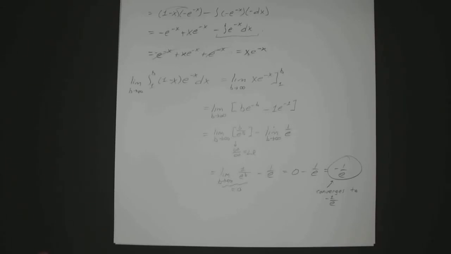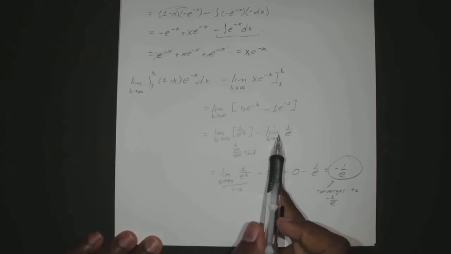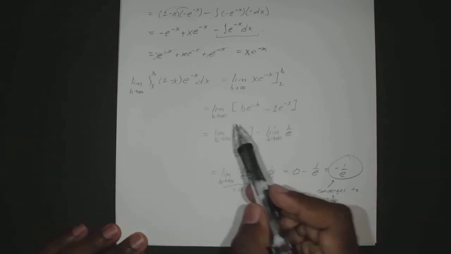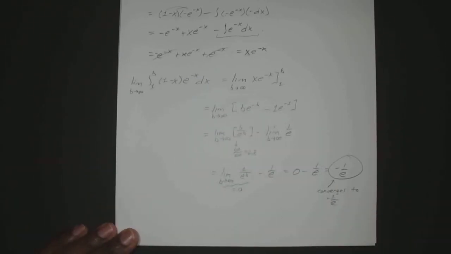Which one? This one? Yeah, right there. Did you mean to put that limit there? Oh, yeah, I just put it there as a place. I understand. But it's a constant. Right, that's okay. That's fine. I'll try to avoid skipping steps just for that reason. All right. Any questions on this one?